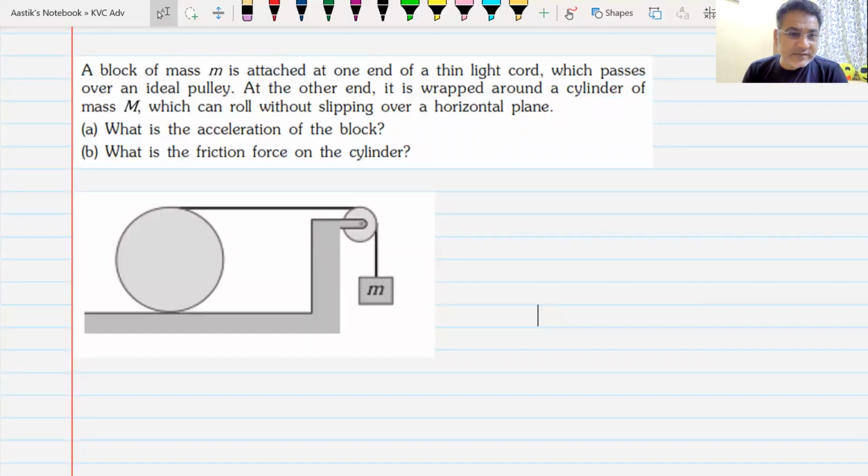A block of mass small m is attached to one end of a light cord which passes over an ideal pulley. At the other end, it is wrapped around a cylinder of mass M which can roll without slipping on a horizontal plane. What is the acceleration of the block? Whenever someone says cylinder, it has to be a solid cylinder. Cylinder cannot be liquid. What is the frictional force on the cylinder? You have 2 minutes to solve it.